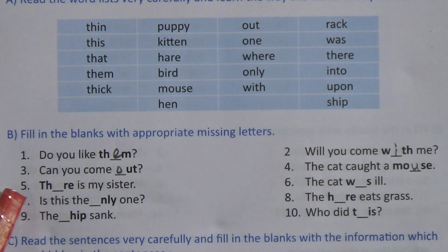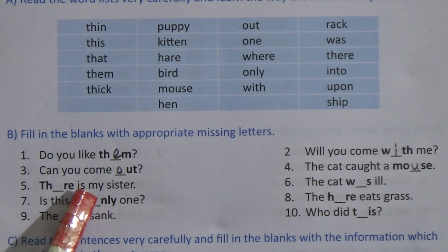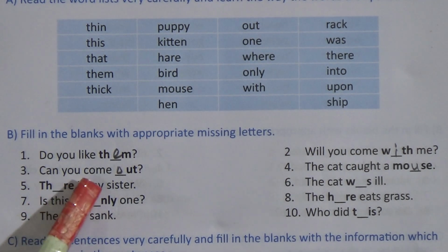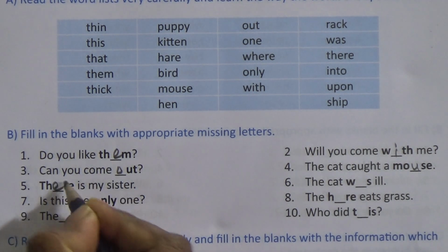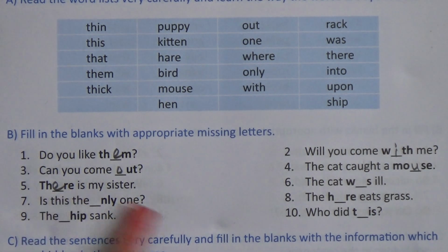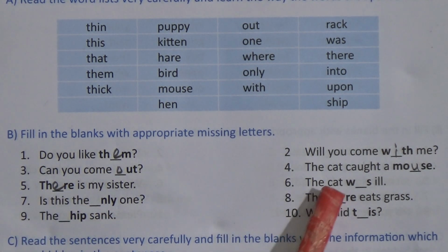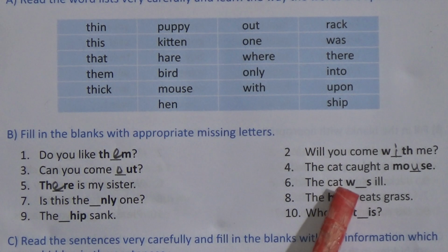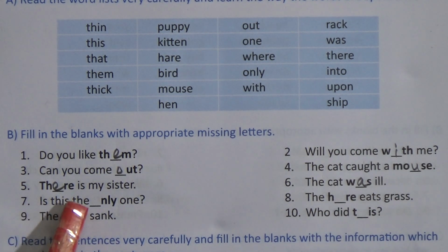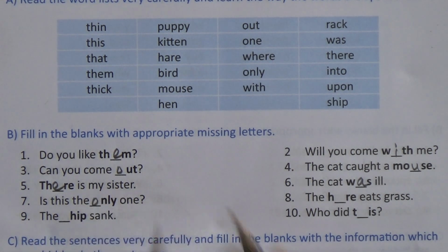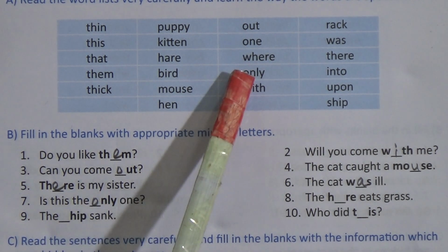Number 5, gap, this, gap is my sister. So there is my sister. Then number 6, the cat gap ill. The cat was ill. Number 7, is this the gap one? So is this the only one? So you will get only here.